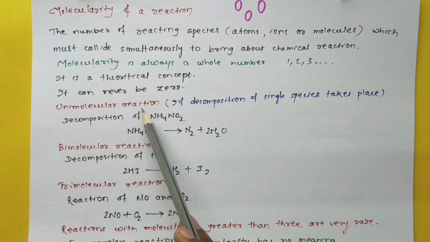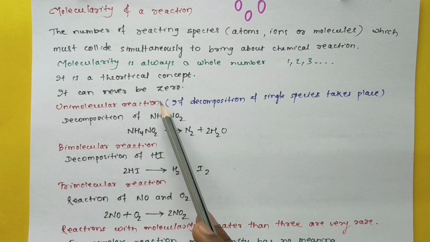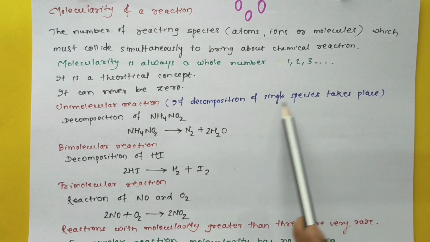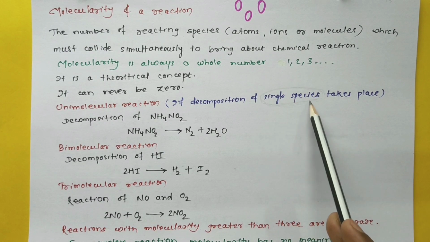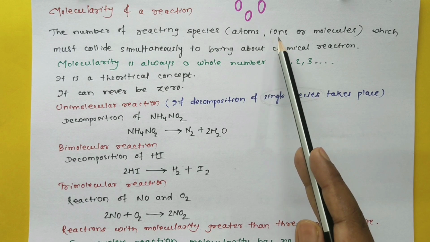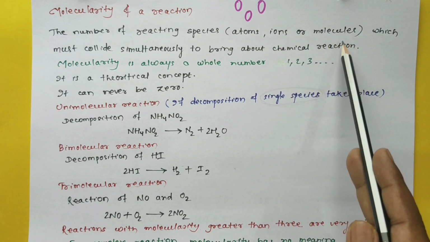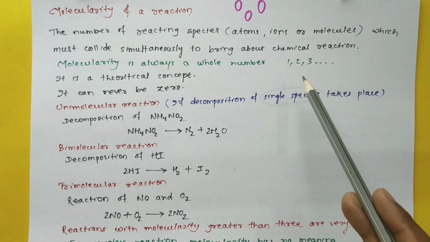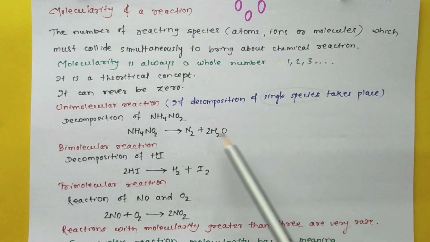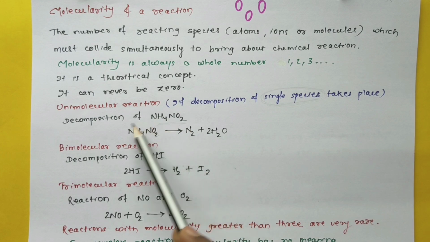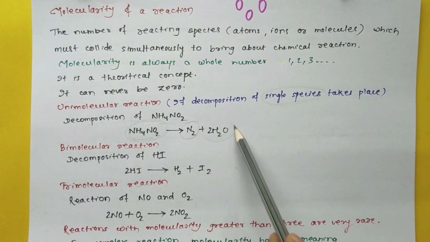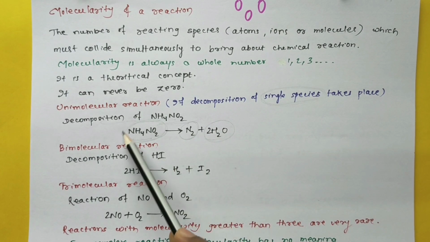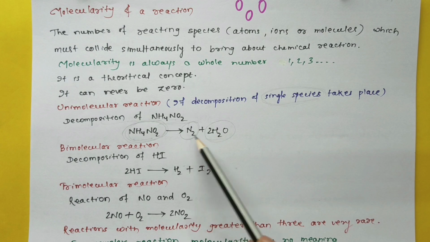So let's take some unimolecular reactions. What is a unimolecular reaction? The reaction in which decomposition of a single species, only one species, takes part. That is, one atom may take part, one ion may take part, or one molecule may take part. It will not collide with anybody. It will itself undergo decomposition to form the product. For example, decomposition of ammonium nitrite. Ammonium nitrite undergoes decomposition to form what? Nitrogen and water. So here only one molecule decomposes to form nitrogen and water.